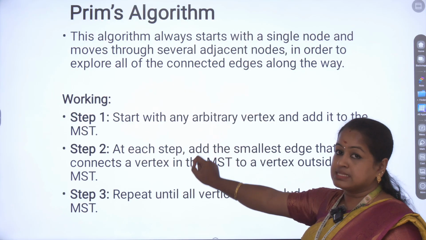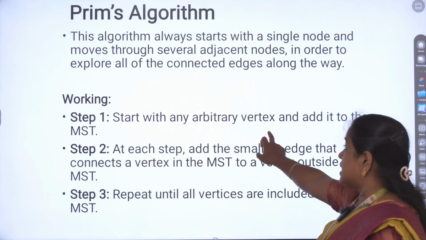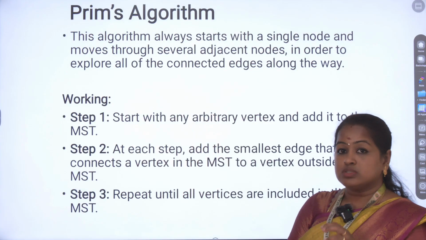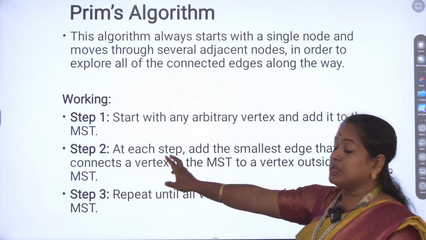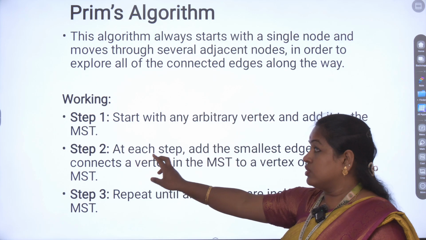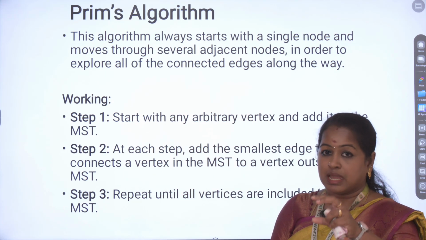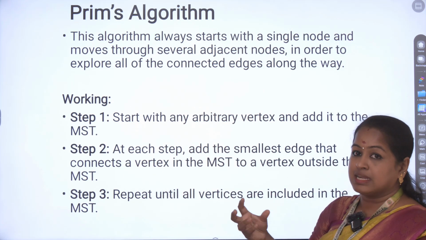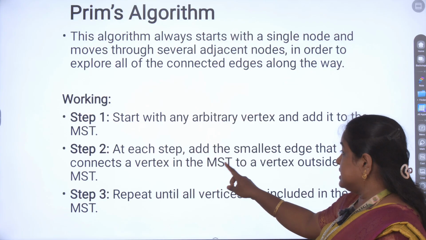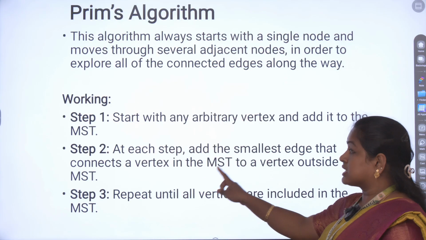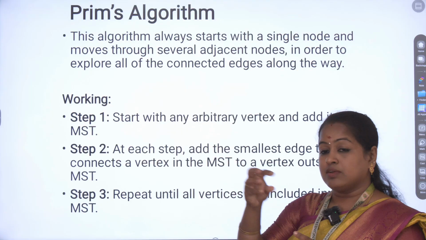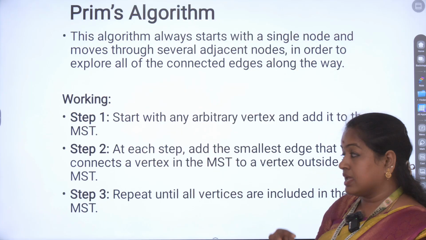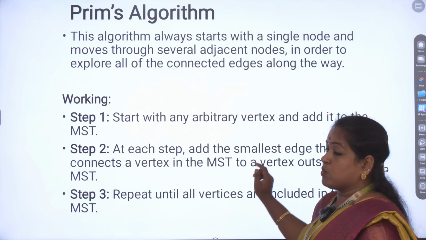So the working steps are here. First, start with any arbitrary vertex. You start with any node and add it to the minimal spanning tree. One by one we will be adding nodes to the MST. At each step, add the smallest edge that connects a vertex. So now I am at vertex A, and I have to travel to another vertex. I will have to check whether it is the smallest.